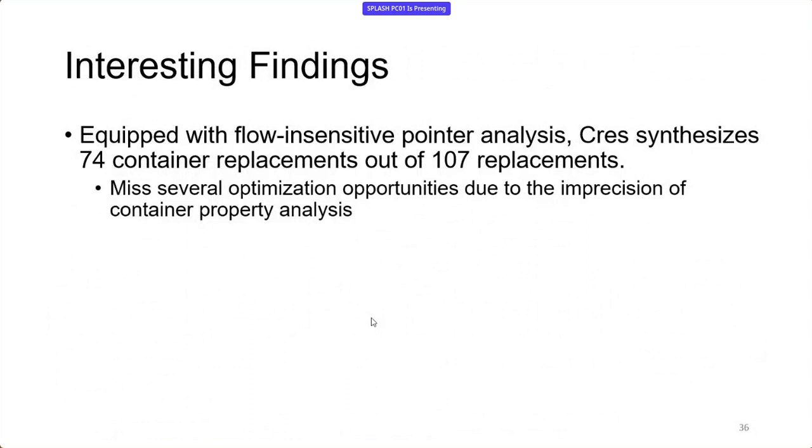And in the evaluation, we also found some very interesting findings. The first one is that the precision of the points-to analysis can affect the result of the synthesis, because if we replace the flow-sensitive pointer analysis with a flow-insensitive one, Cres can miss 33 replacement cases. This is caused by the conservative result of the container property analysis, so Cres can miss these optimization opportunities.